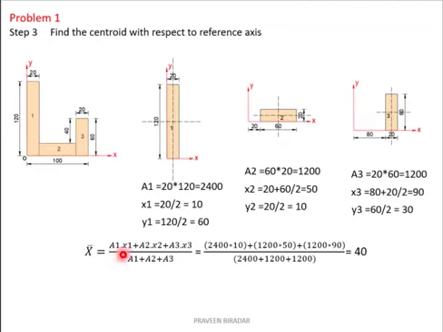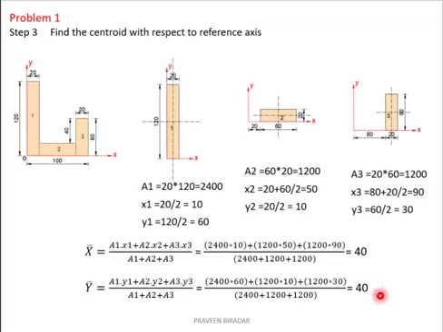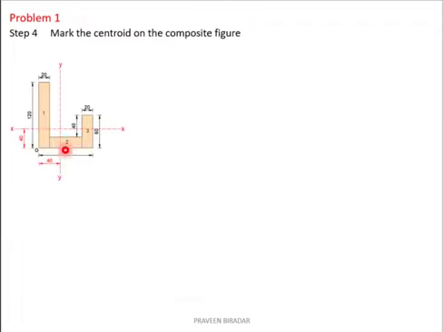So we know that x bar equals a1 x1 plus a2 x2 plus a3 x3 divided by the total area a1 plus a2 plus a3. If you substitute all the values and solve, you will get 40 mm. Similarly, y bar is also 40. So we found the x bar and y bar with respect to x and y. For the given figure, we need to draw the centroidal axis. So these are the centroidal axes, 40 from this face and 40 from the bottom. Now we need to find moment of inertia with respect to these centroidal axes.